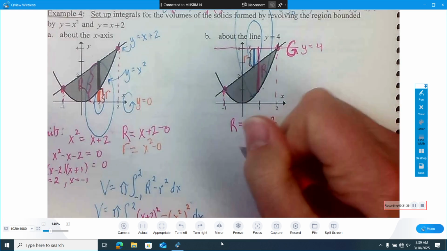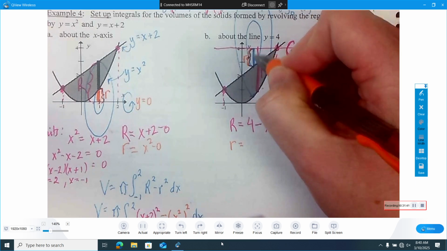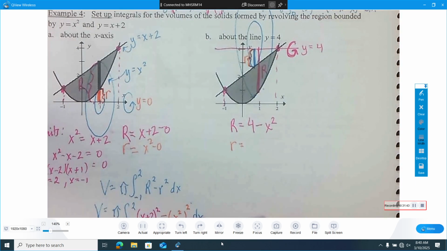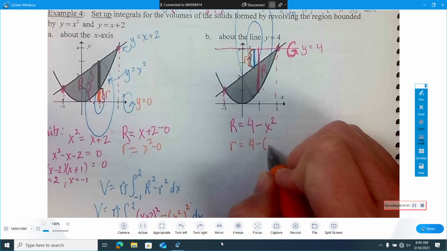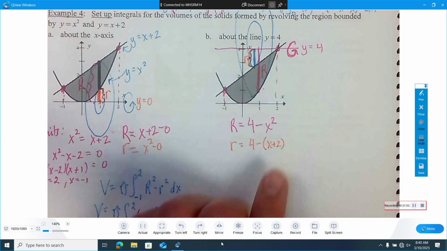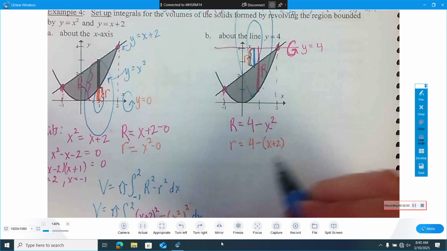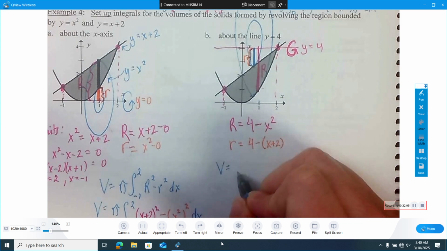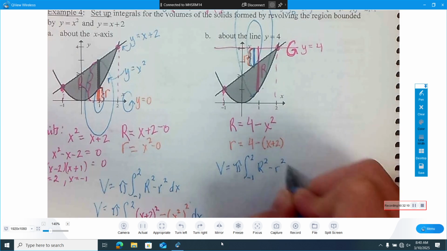Okay. And then the little radius, just here, that little blue line, I should have done an orange. What's that radius? Yes, 4 minus, careful now, 4 minus the quantity x plus 2. And that is where big mistakes happen, right? Because we have to subtract the entire curve, all right? Okay, so again, I'm just going to leave it like that, free of mistakes. We have pi integrating from -1 to 2, big R squared minus little r squared dx.